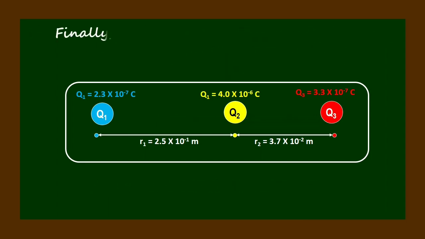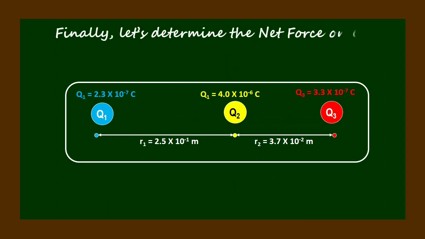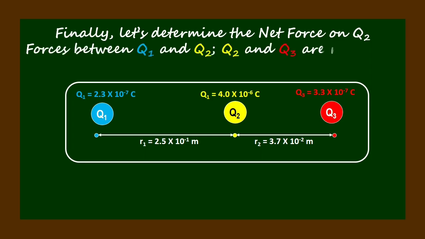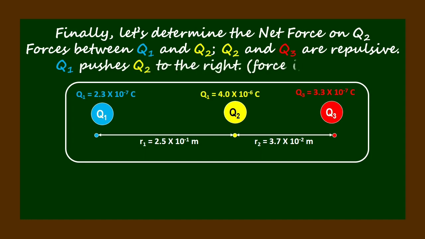And finally, let's determine the net force acting on Q sub 2 due to Q sub 1 and Q sub 3. Since both forces between Q sub 1 and Q sub 2, and then Q sub 2 and Q sub 3, are repulsive, this means that Q sub 1 pushes Q sub 2 to the right direction by a positive force of magnitude 0.132 Newton.